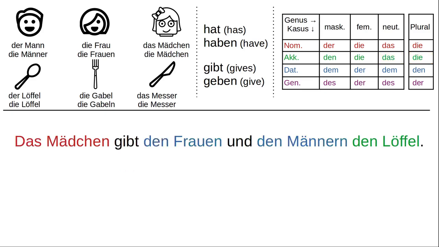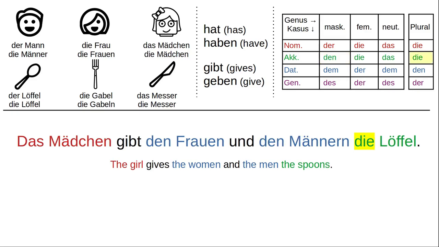Now try this long sentence. Das Mädchen gibt den Frauen und den Männern den Löffel. The girl gives the women and the men the spoon. There's only one spoon here. It's accusative singular. If I wanted more than one spoon, I would have to use the plural form of the definite article. It would have to be die Löffel, not den Löffel.